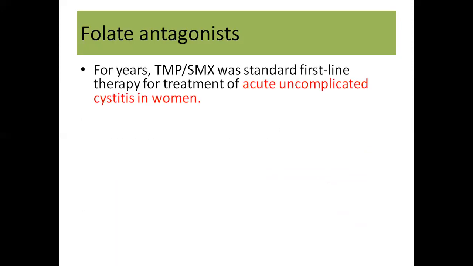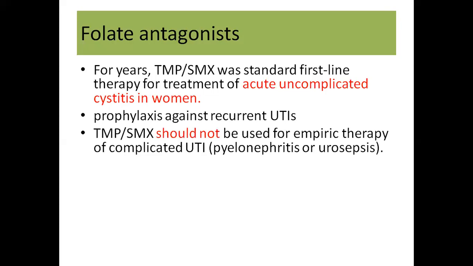For years, methoprim was the standard first-line therapy for the treatment of acute uncomplicated cystitis in women. It is still, in areas of low antibiotic resistance to methoprim, the agent of choice for this condition. It is also used as a prophylaxis against recurrent urinary tract infection, but it should not be used for the empirical therapy of complicated UTI.